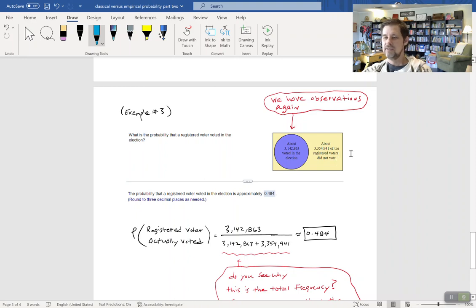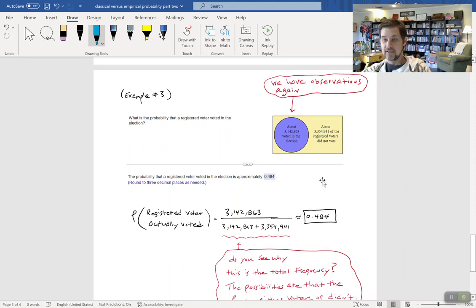What it says is there are registered voters in an election, and a little more than 3 million voted in the election. That's this number, 3,142,863. And then on the other hand, about 3,354,941 of the registered voters didn't vote. So you've got registered voters, this many voted, this many didn't. Okay, so those are the observations, that's the data. That means that this would come down to a calculation by empirical probability.